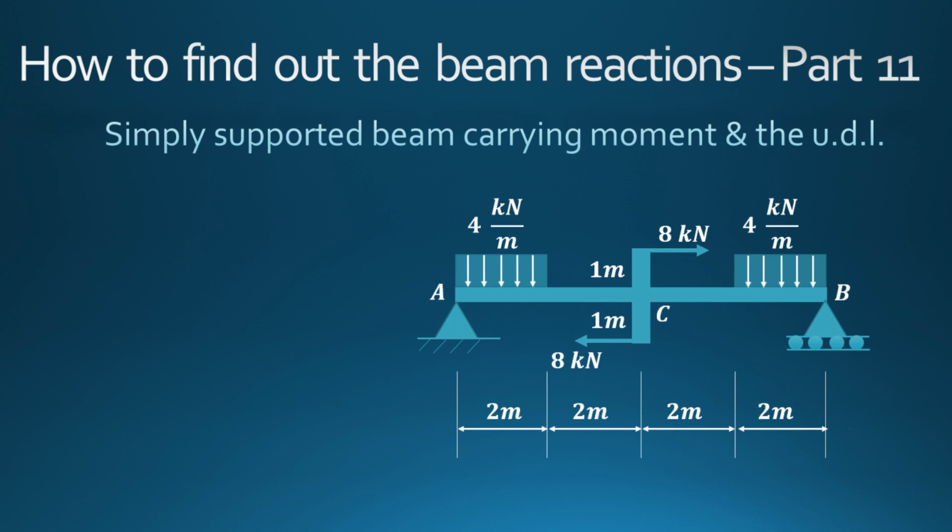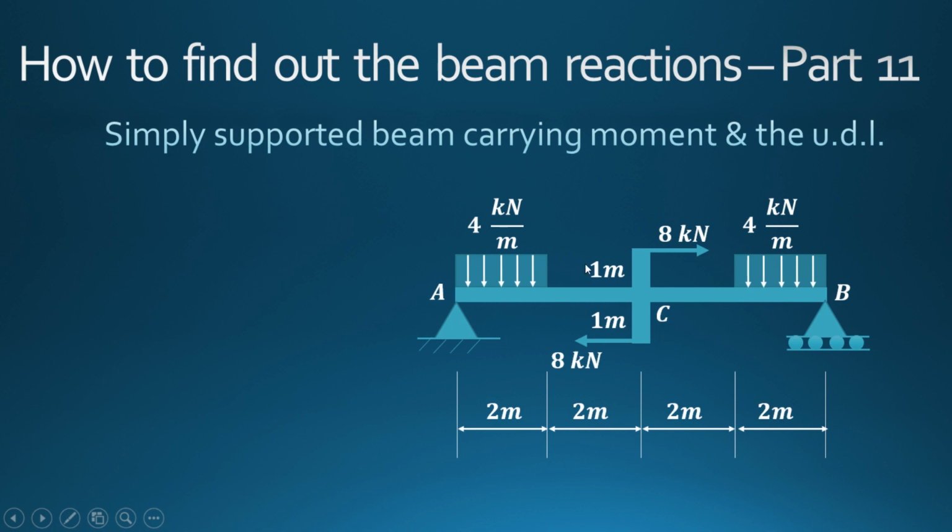In this video, we'll try to understand how to find the beam reactions in the case of a simply supported beam carrying a moment and a uniformly distributed load. As shown here, we have a u.d.l of 4 kN per meter acting for a distance of 2 meters from the left-hand support as well as from the right-hand support. It also carries a couple of 8 kN, and the couple arm is 1 meter plus 1 meter, that is a total of 2 meters. For this arrangement, we have to find the beam reactions.